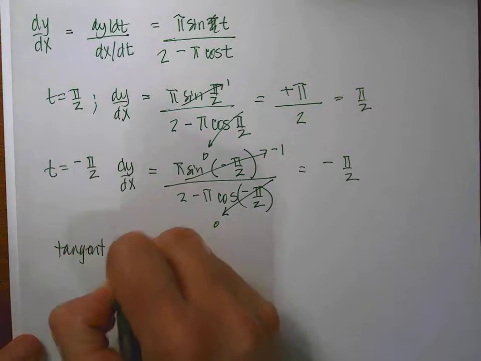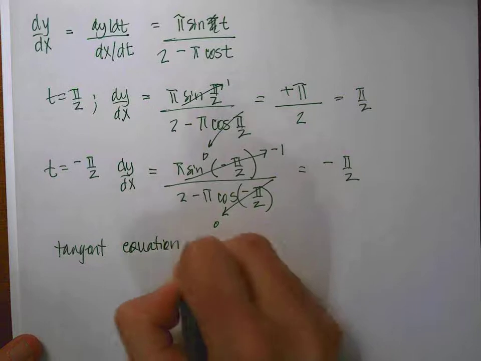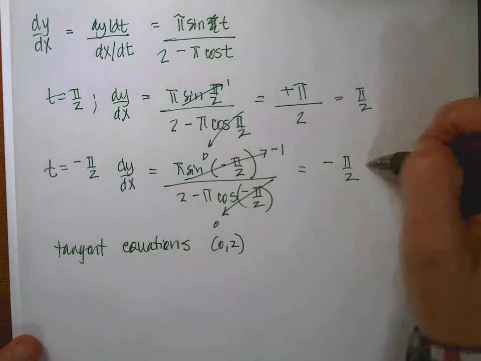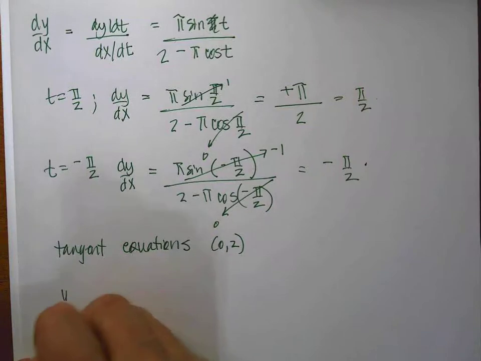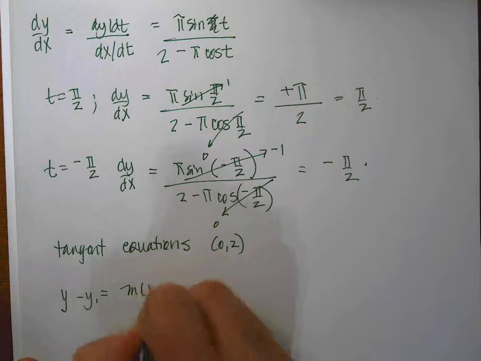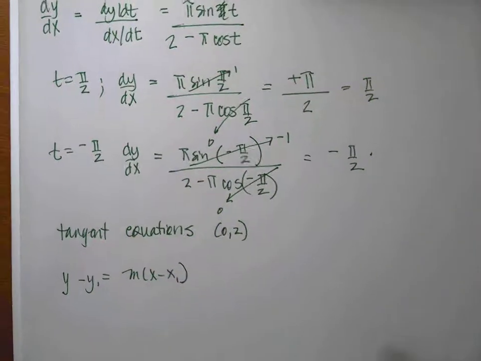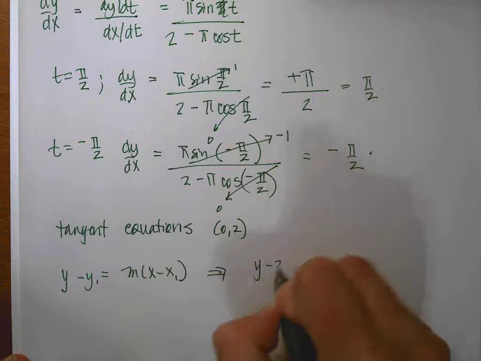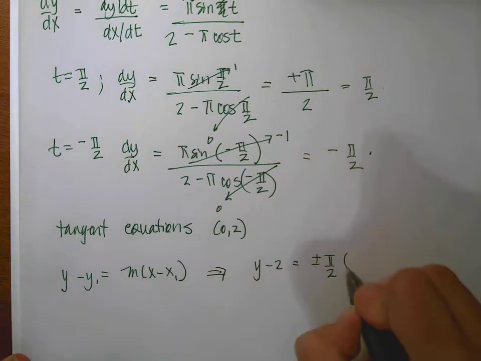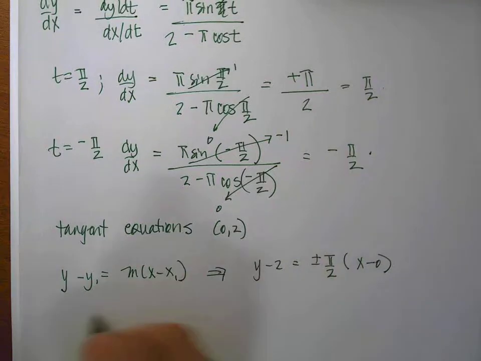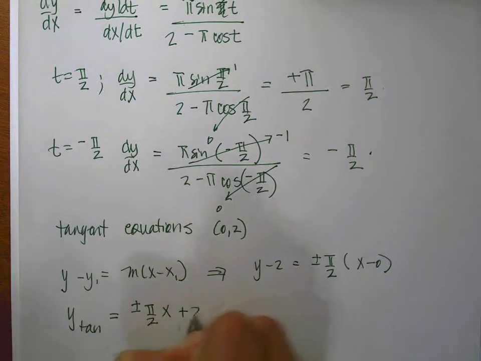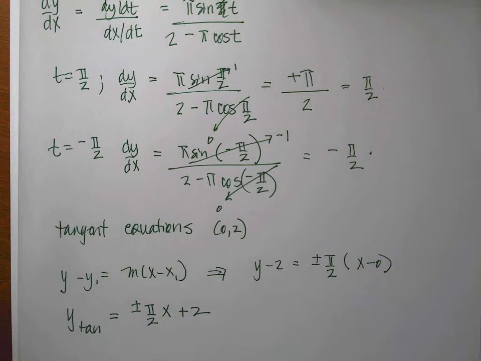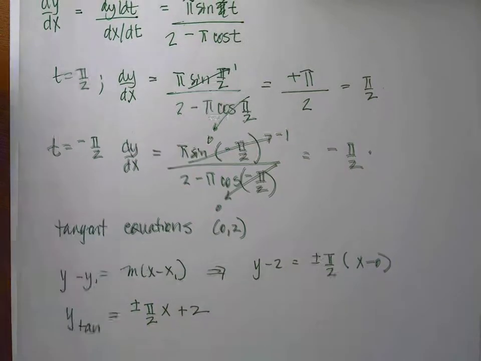So all that's left to do is to write my tangent equations. Remember, the point where we're trying to find the lines of tangency is (0, 2), and these are my two slopes. The first one I'm going to do is y minus y1 equals m times x minus x1. Since my slopes are plus or minus pi over 2, I'm just going to substitute them in. I get y minus 2 is equal to plus or minus pi over 2 times x minus 0. So my tangent lines are y equals plus or minus pi over 2 times x, plus 2.